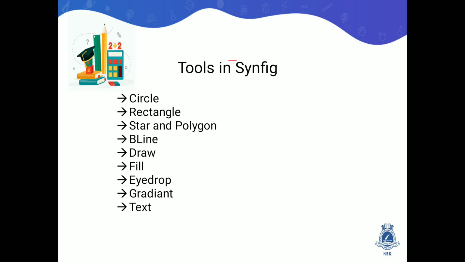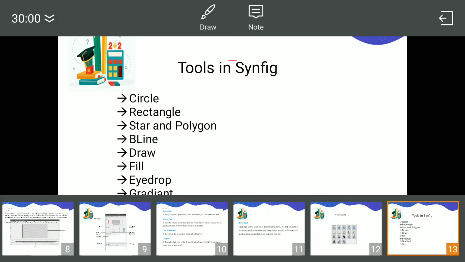Then we have an eyedrop tool. If you want to apply eyedrop type settings, at that time we use the eyedrop tool. Then we have a gradient tool. If you want to give a mixture of two or multiple colors, at that time we have to select the gradient tool. Then we have a text tool. If you want to convey or specify a message, at that time we use the text tool.